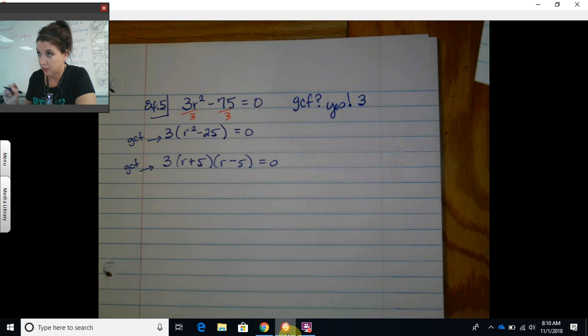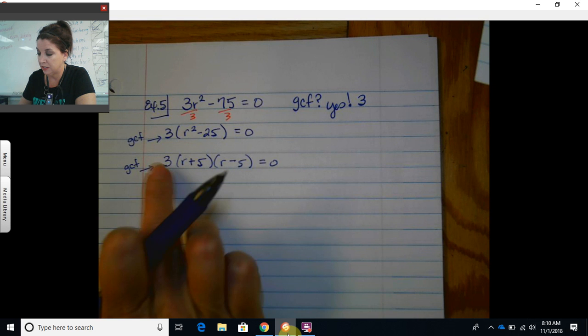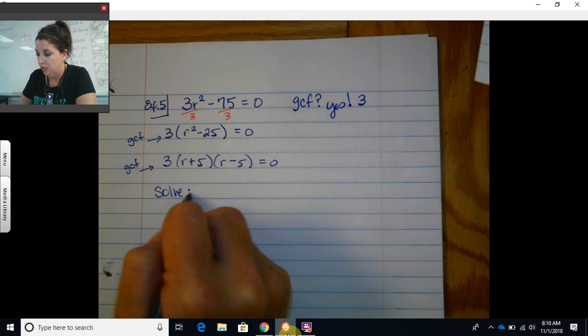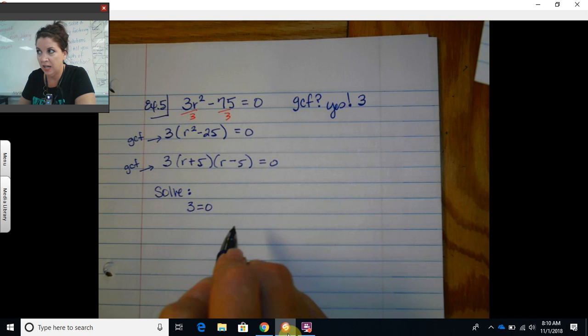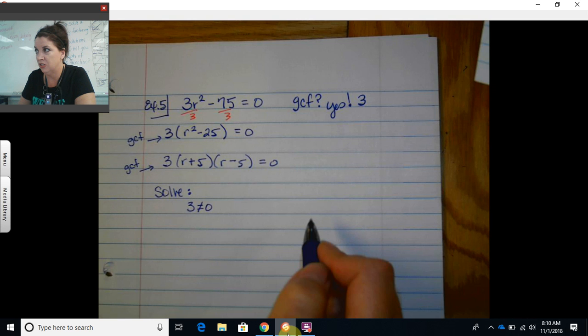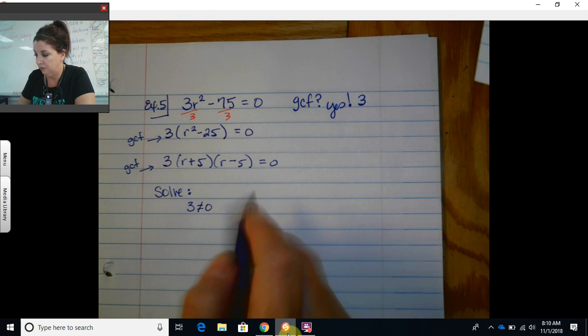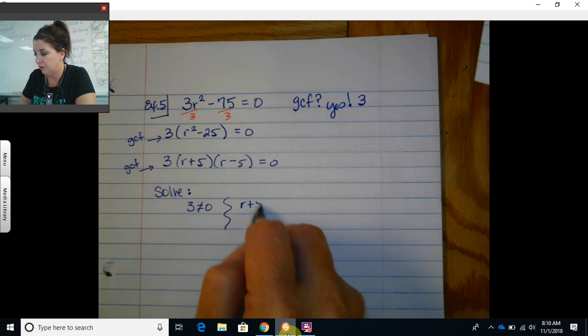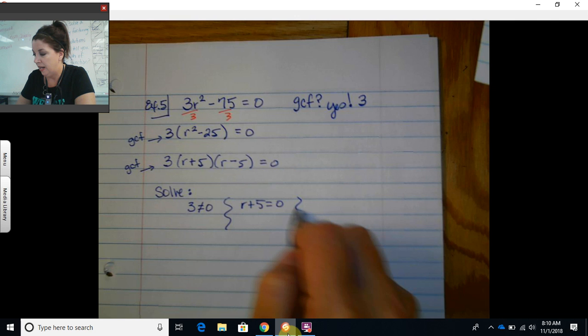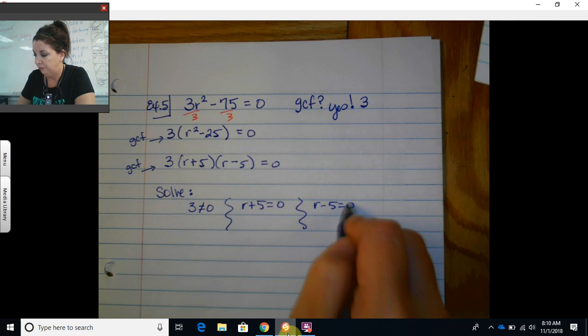How many factors do I have? 3 factors. This is a factor, this is a factor, this is a factor. But how many solutions will I have? Just 2. Because when I set that GCF equal to 0, if it does not have a variable with it, that's not going to give me a solution. 3 is a factor, but it won't give me a solution. Okay? My solutions will come from the factors that have variables.